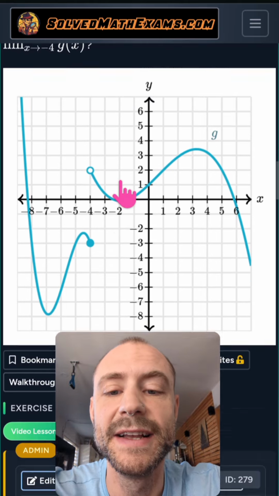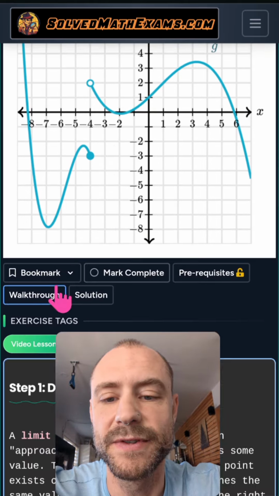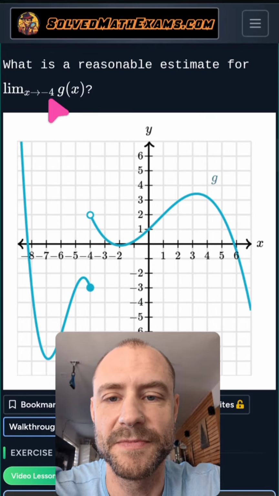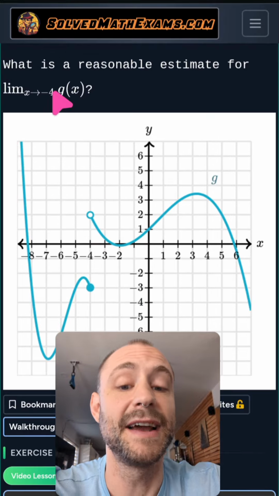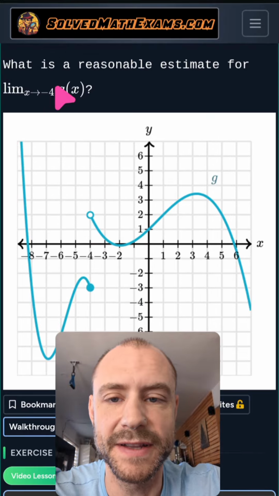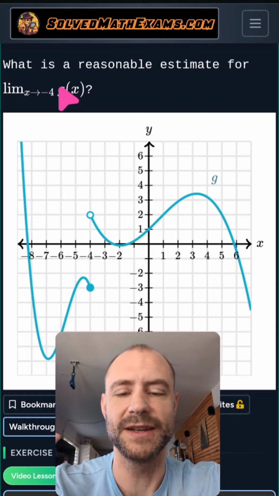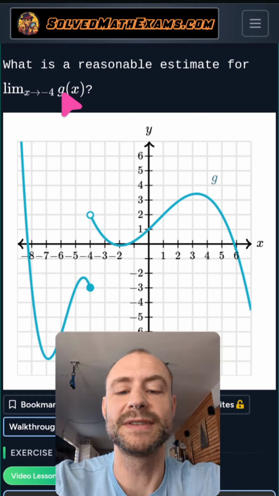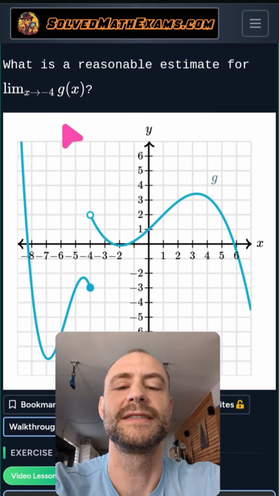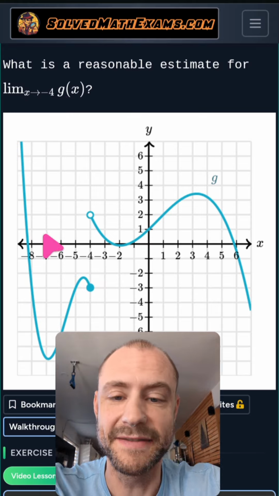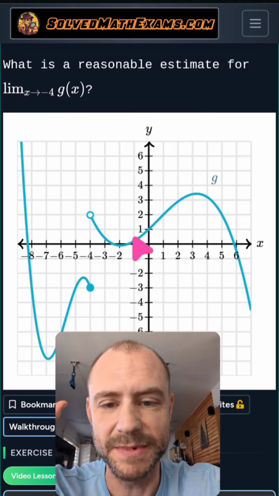So let's walk through this together. Because it doesn't specify left or right here, so usually you can see a little minus sign, which would mean from the left, or a plus sign, which would mean from the right. Since we don't see any of those, you have to look at both. You have to look at the left-hand limit and the right-hand limit. So how do we do this?